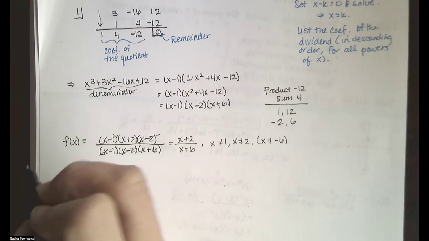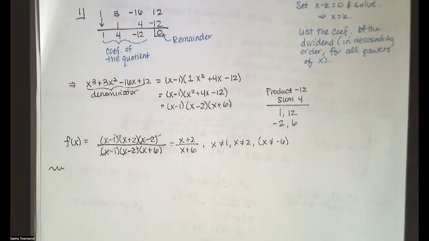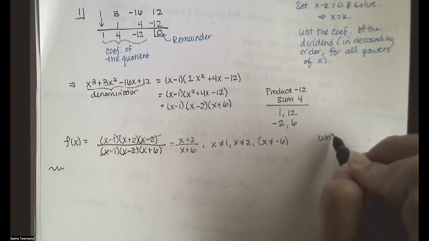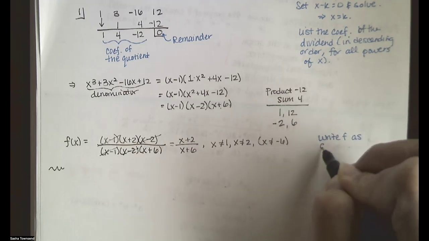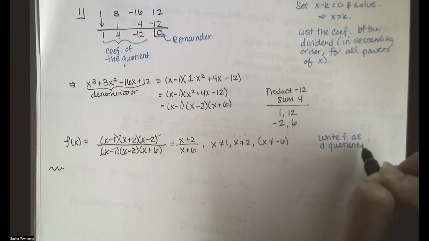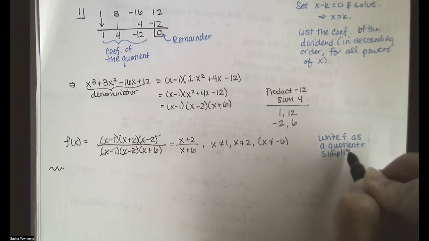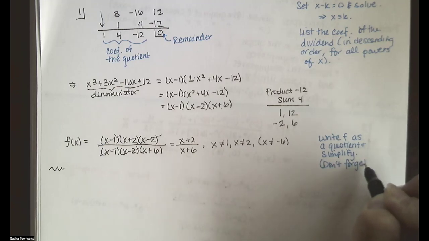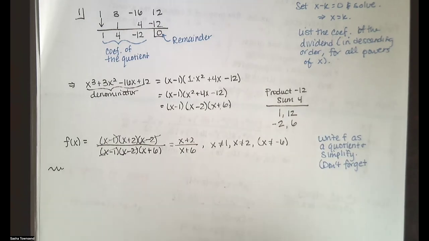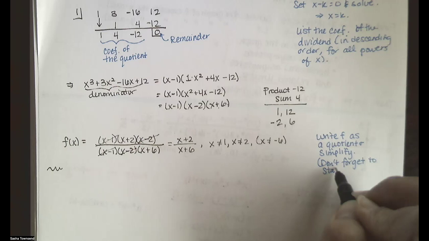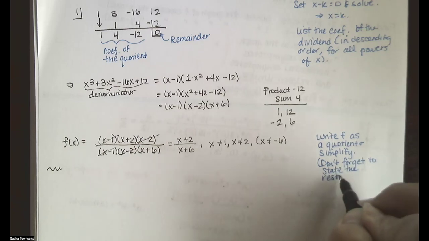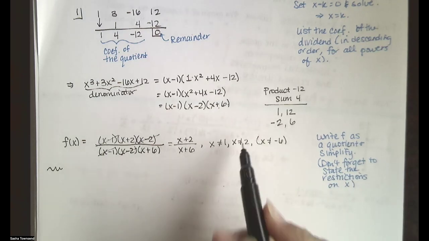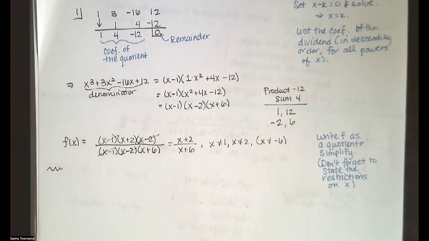So now we've got this function. To find the, well, actually, let's write down what we just did. We'll say write f as a quotient. Simplify. Yes, let's say don't forget to cancel common factors. Well, not cancel common factors. Don't forget to state the restrictions on x. Because this function is continuous at those values, this function is not. All right.